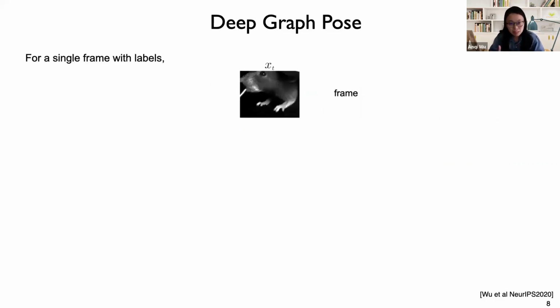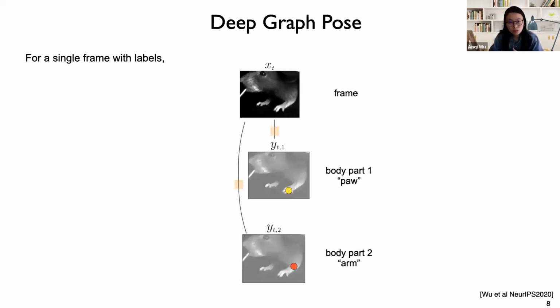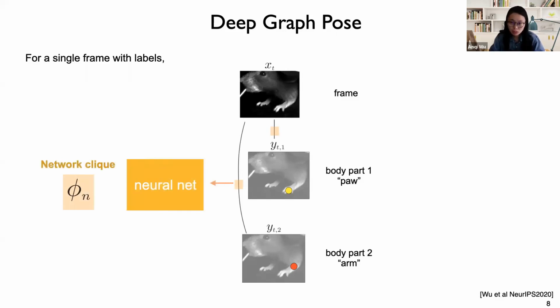We can simplify this pipeline into a 3-node graph. The input node is the frame, denoted as x_t for time t, and the other 2 nodes are the output Gaussian bumps constructed for the 2 body parts in this example, which are the pole and the arm, denoted as y_1 and y_2 at time t. And the orange link is the network module, or network function phi_n.